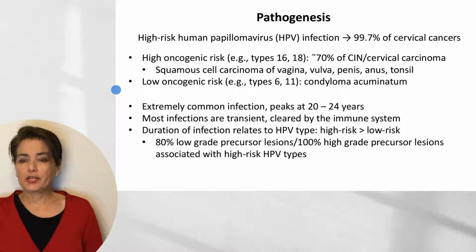Now, HPV infection is an extremely common infection that tends to peak at the age of 20 to 24. It is a sexually transmitted infection, and most infections are transient and are cleared by the immune system. The duration of infection is going to relate to whether it is a high-risk or low-risk HPV type, with high-risk HPV being more prone to have a longer infection. And we know that about 80% of low-grade precursor lesions and 100% of high-grade precursor lesions are associated with our high-risk HPV types. And this is going to provide the basis for the HPV vaccine as well as for HPV testing.